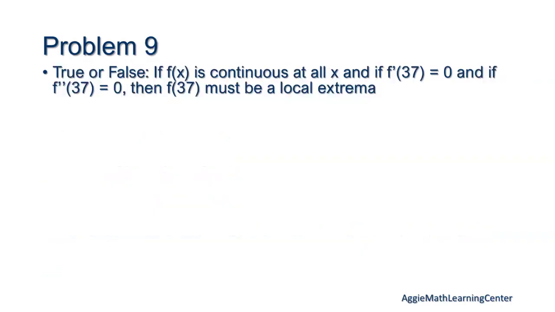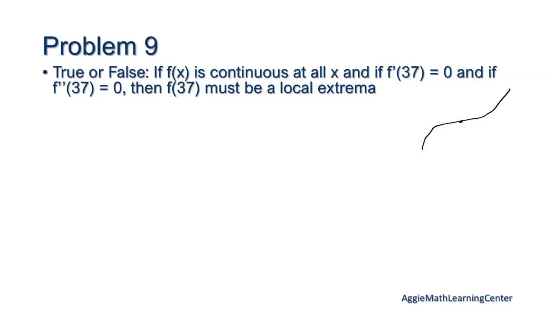Nice. Okay, problem 9 is very similar. True or false, if f of x is continuous at all x, and if f prime of 37 is equal to 0, and f double prime of 37 is equal to 0, then f of 37 must be a local extrema. Okay, I see some head shakes. Why the head shakes? It's 0, but it's at an inflection point, just like we did at the beginning. Yeah, it might look something like that. It might be an inflection point. In fact, it probably is.